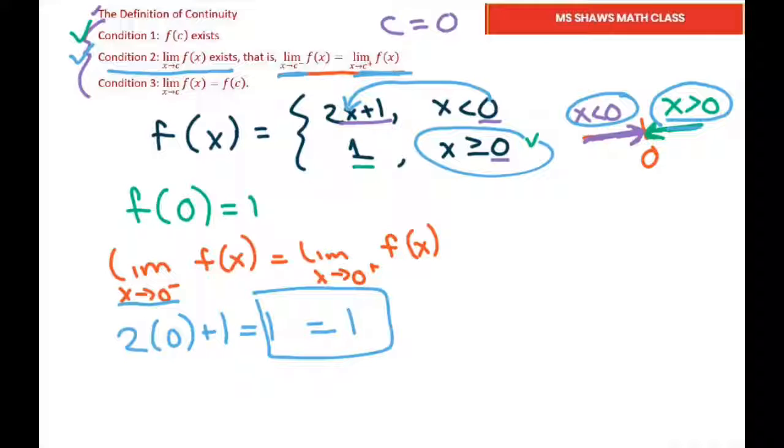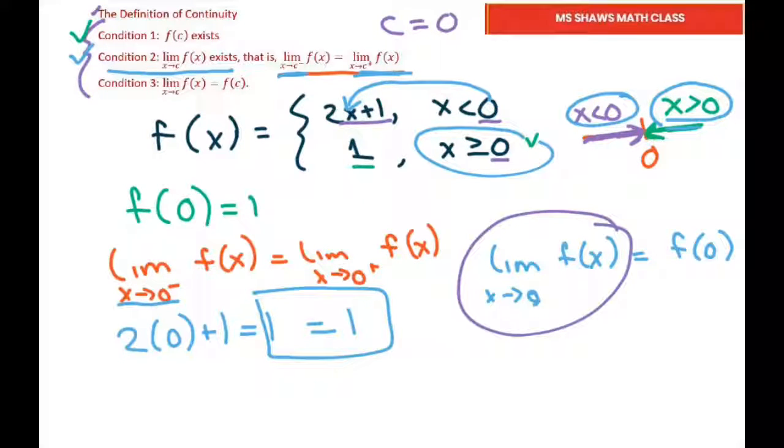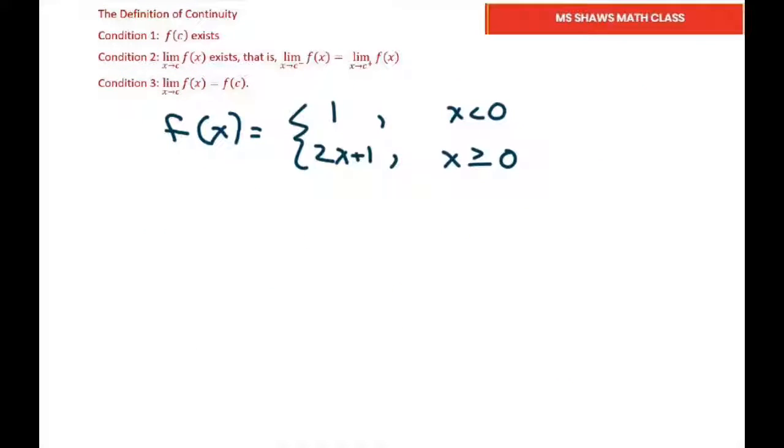So that's a check. Now, for condition 3, we have to use the limit as x approaches c of f of x. That should, and it was going to be 0 now, that should equal f of 0. So we already know that this equals 1, and we know that this equals 1. They both equal each other, so condition 3 is also met. That means this function is continuous. So when we graph it, we shouldn't have to lift our pen.